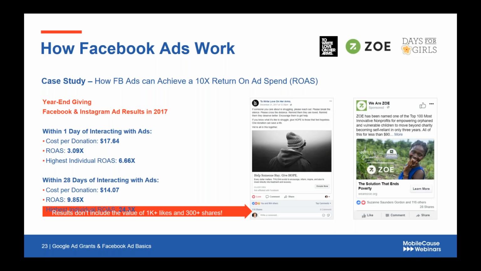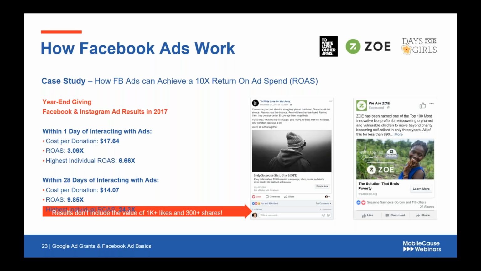And these are just a couple examples of the creative. These are Facebook screenshots. We also run on Instagram, as I had mentioned, but we really broke down the results reporting here in 2 windows. One, what was our return on ad spend within 1 day of interacting with our ads, and then what was our return on ad spend interacting with our ads within 28 days. So people who had seen those ads, what did they contribute within 1 day versus 28 days?